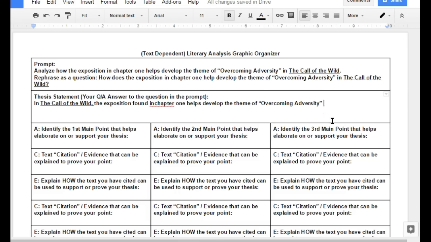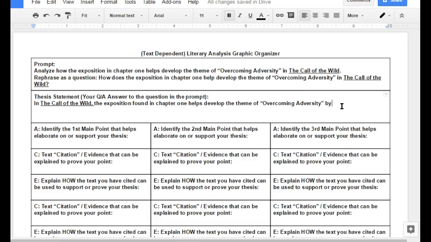So I can follow with a "by," or I can follow with "because," but I prefer a "by" here because I'm going to state how. Oopsie, gotta get rid of that. I'm going to state how the exposition helps develop the theme. Then I can show and demonstrate that and include the "because" as I elaborate in all of the various points down below.